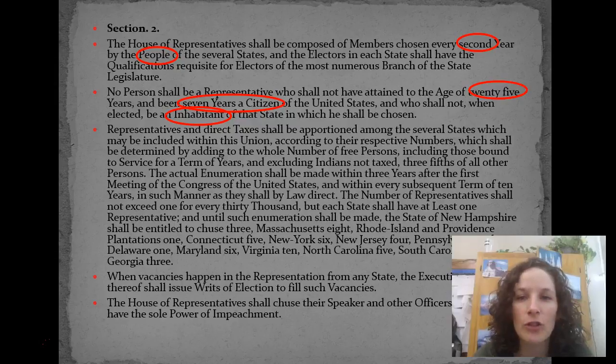The next paragraph, super lengthy. So I want you to pause and read through it.